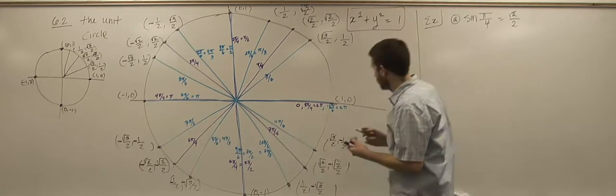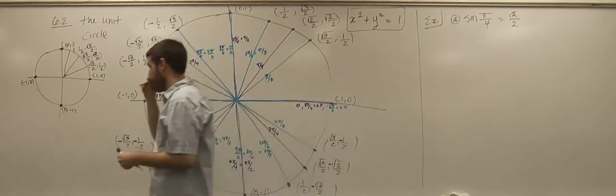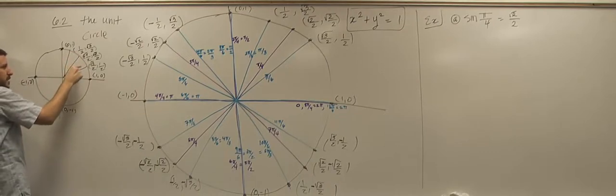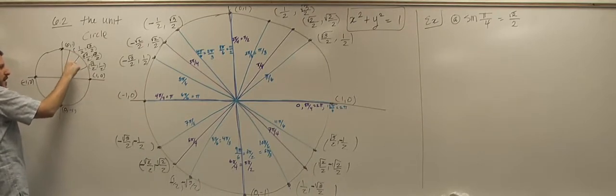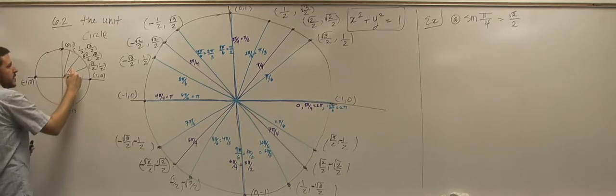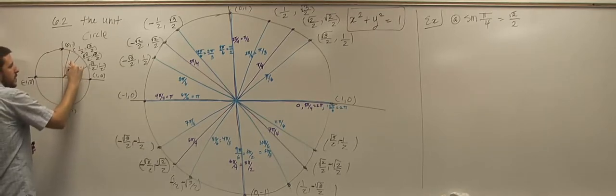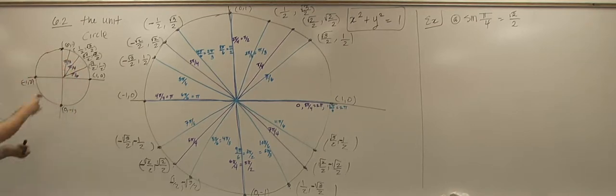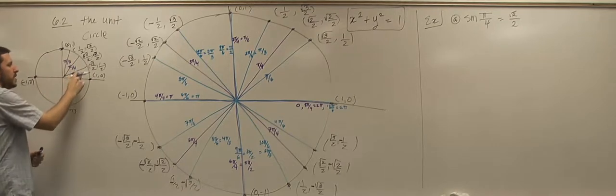Root 2 over 2. Over here, you notice I didn't label the angles, but you kind of have to know this is pi over 6, pi over 4, pi over 3. You can label those if you want, it just takes a little more time. But the denominators go down: 6, 4.